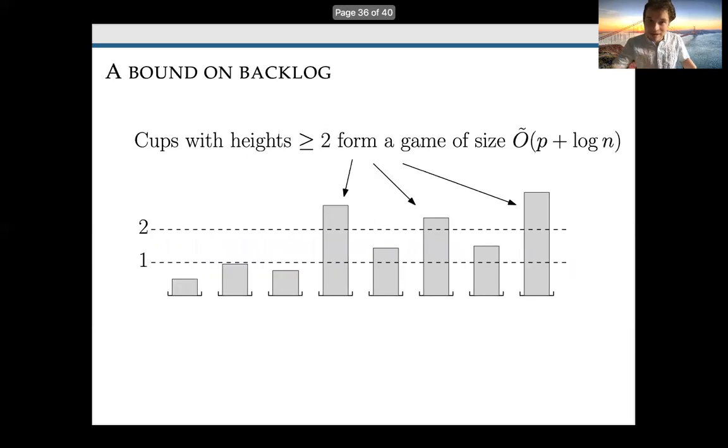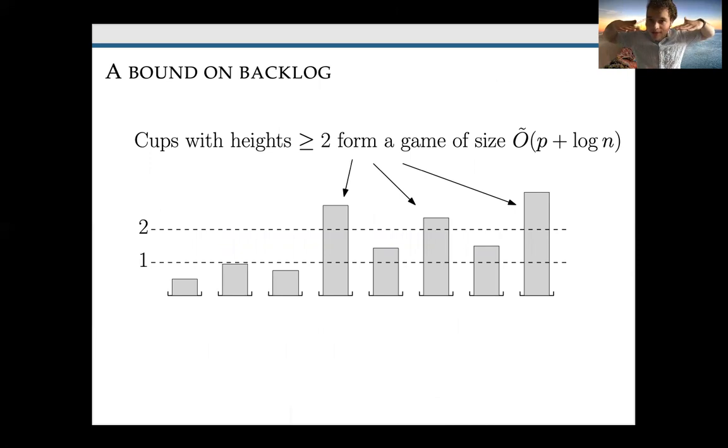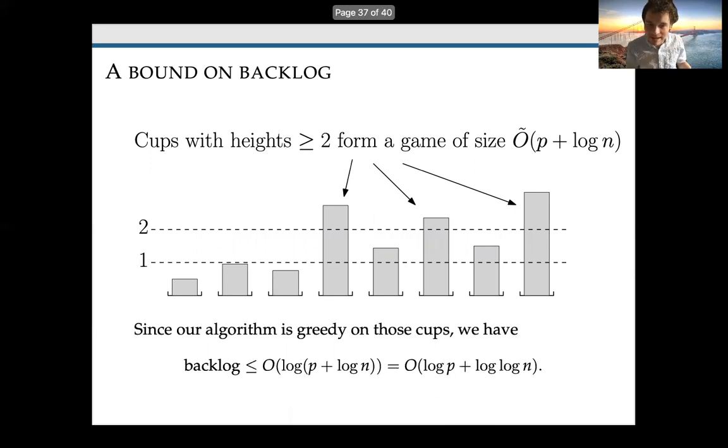And actually, the bound on tail size in turn immediately implies a strong bound on backlog. So we've seen that the number of cups with height at least 2 is at most soft O of P plus log n at any given moment. Well, what if we just think of those cups, that is the water above height 2, as forming its own cup game? At any given moment, the number of cups in that cup game is going to be roughly P plus log n. But we're greedy in that cup game.